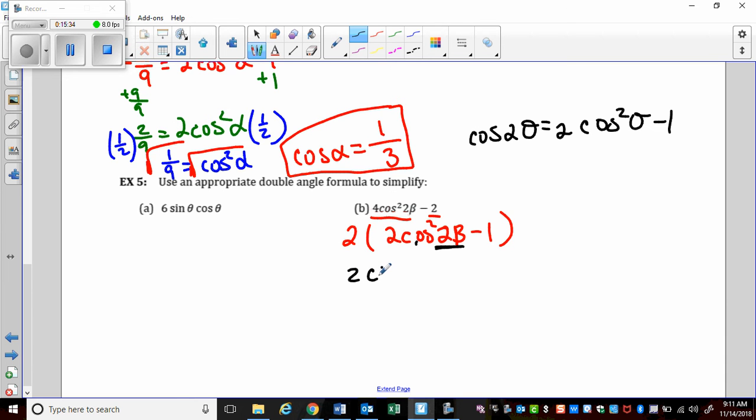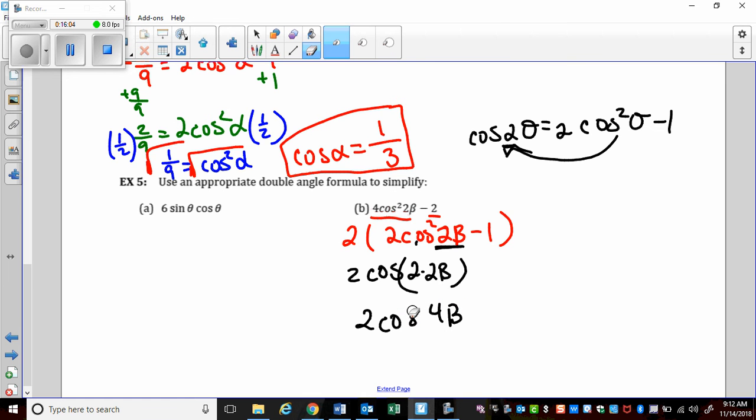So I have this 2 on the outside. This is just going to be cosine of, I still have this 2, going the opposite way. And then I still have this 2 beta as my theta. So times 2 beta. And I can simplify this to be 2 cosine of 4 beta. I want you guys to try the other ones and let me know if you have any questions.